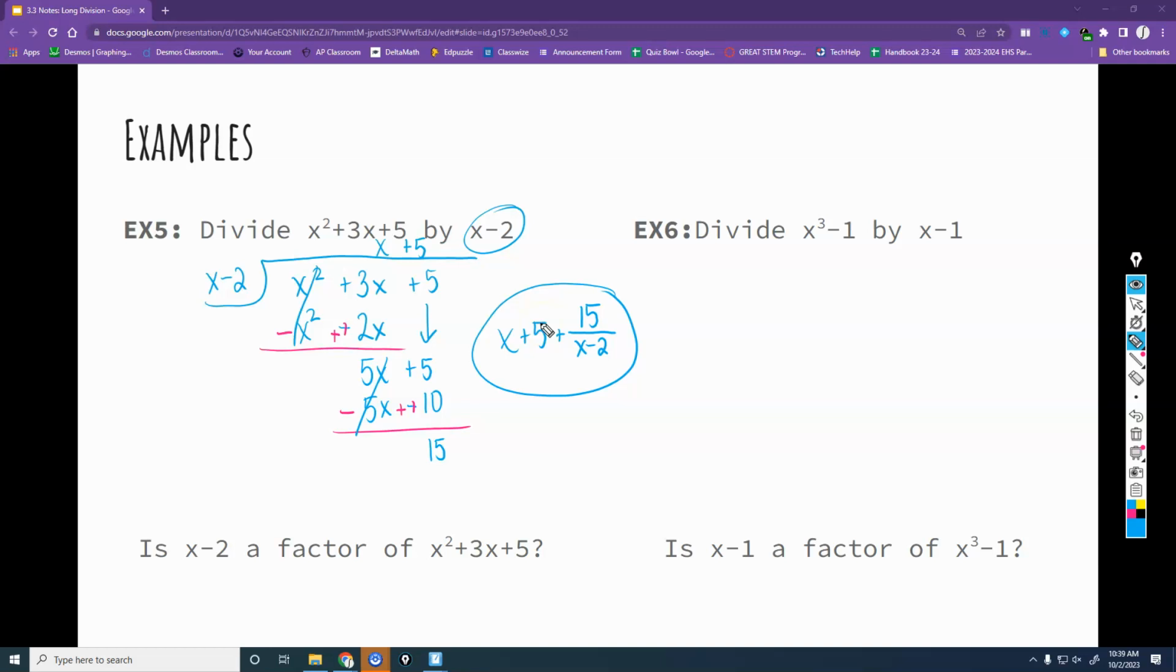And I'm not going to take the time to do it, but we could go type both of those into Desmos. We should get the same graph. Question, is x minus 2 a factor of x squared plus 3x plus 5? No, because we got a remainder. Our remainder was not 0 there.